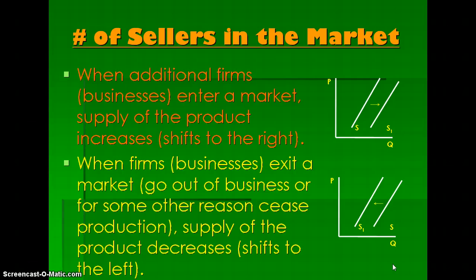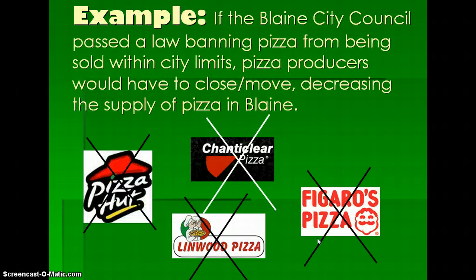When firms or businesses exit a market, go out of business, go bankrupt, or just decide not to be in that market anymore, well then the supply of the product will decrease, right? Because now there are fewer businesses making whatever that product is. That's going to be a shift to the left. An example would be if the Blaine City Council passed a law banning pizza from being sold within the city limits. Pizza producers would have to close or move. That's going to decrease the supply of pizza in Blaine.